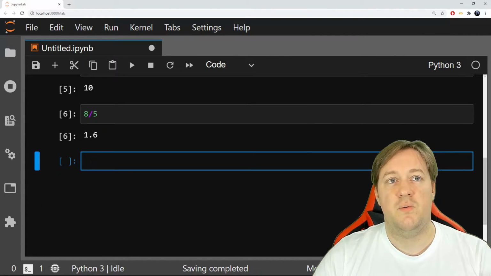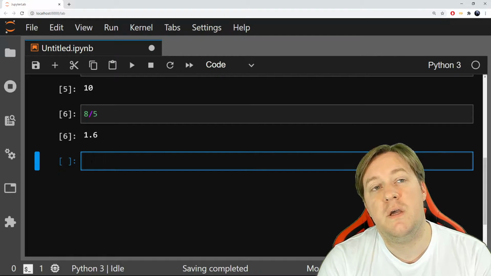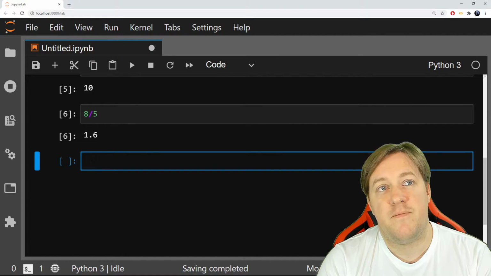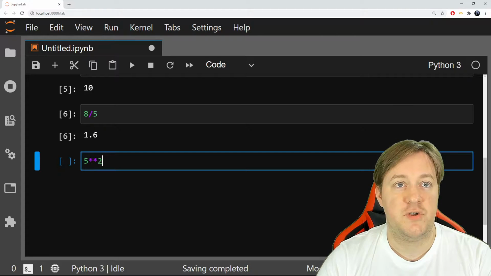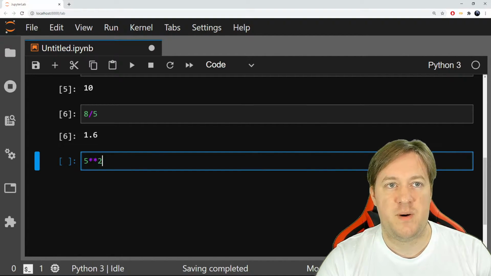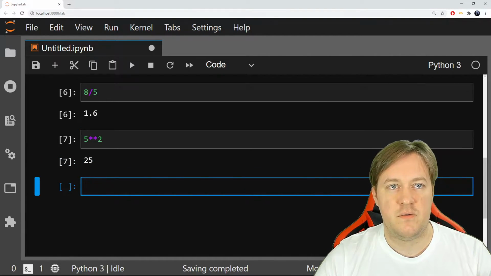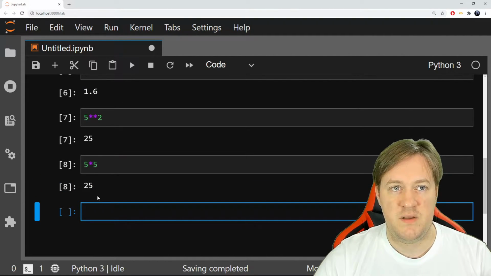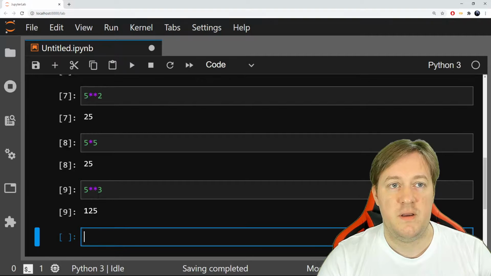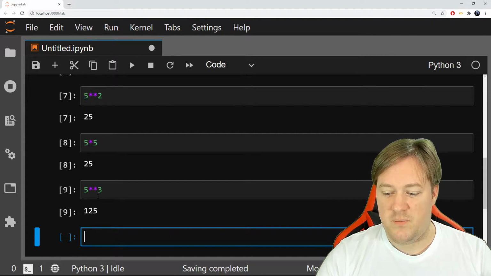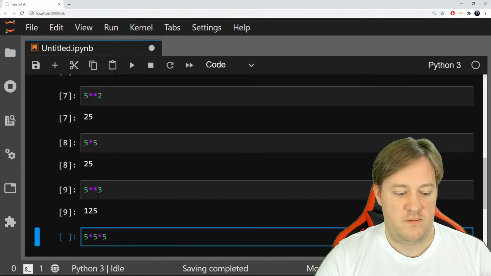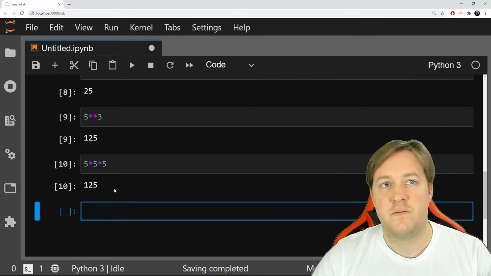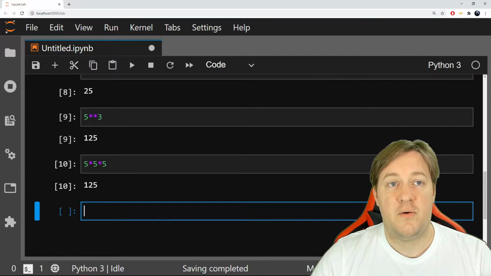What else could we do? Well, something else we could do is 5 to the power of 2, for instance. 5 power 2, 25, right? So you get what it means: it's 5 times 5. If I say 5 to the power of 3, which is double star for the power, like the exponent, 125. Why? Because it's 5 times 5 times 5. So that's just some basic math, and how to use it here.